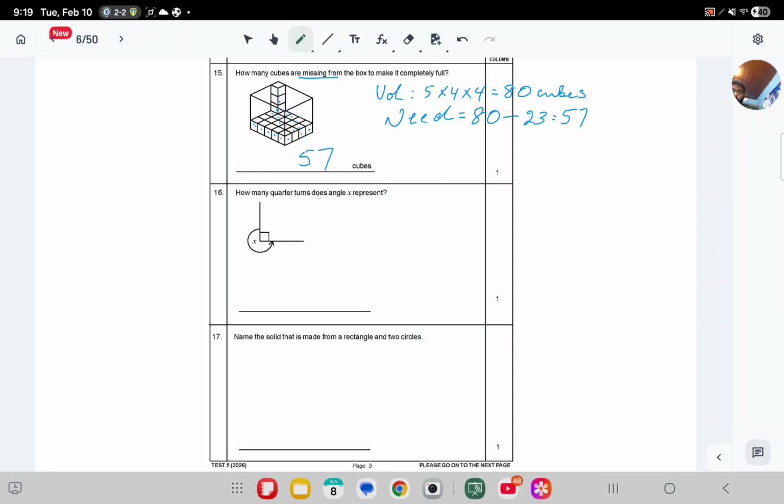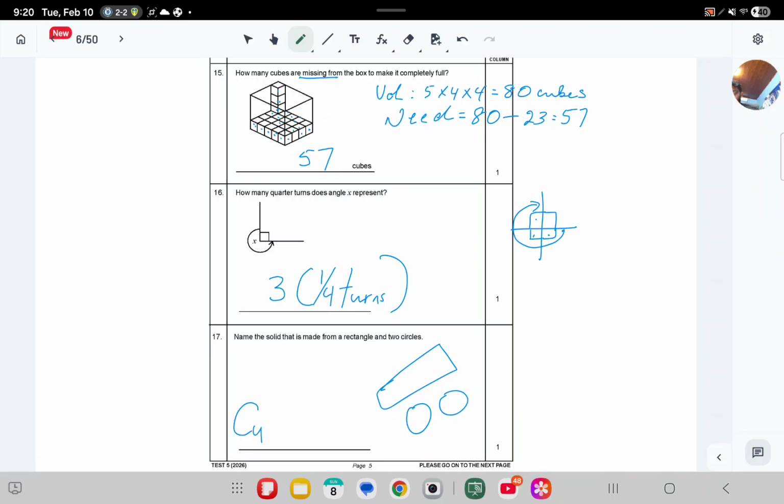How many quarter turns does angle X represent? So we know 4 quarter turns make a complete revolution. At present, there's this quarter turn represented here, and then we have this part here is X. So this is 1, 2, 3 quarter turns. Name the solid that is made from a rectangle and 2 circles. Alright, a rectangle and 2 circles, that is a cylinder.